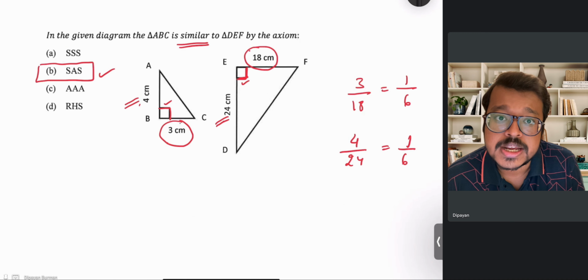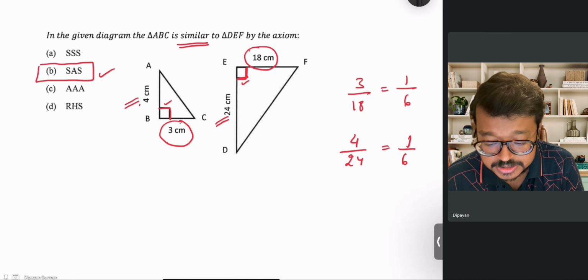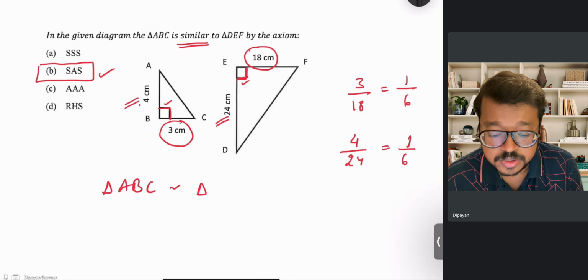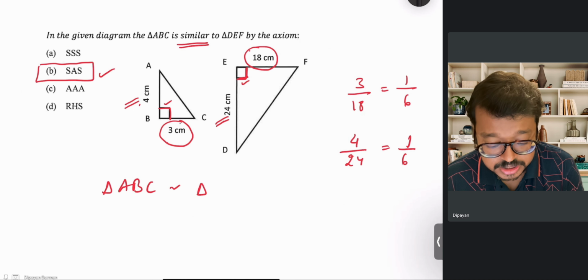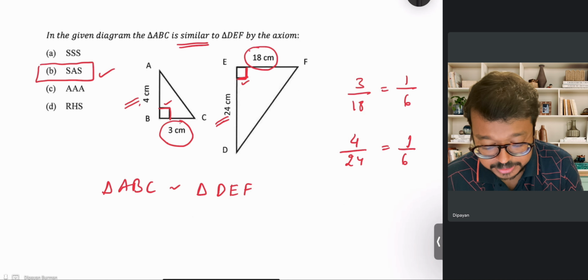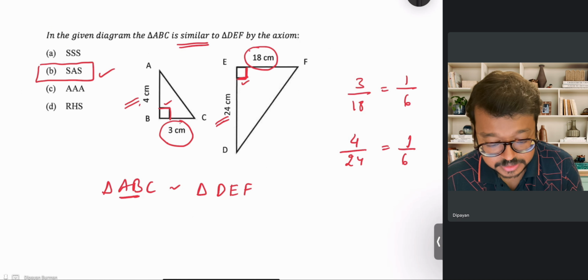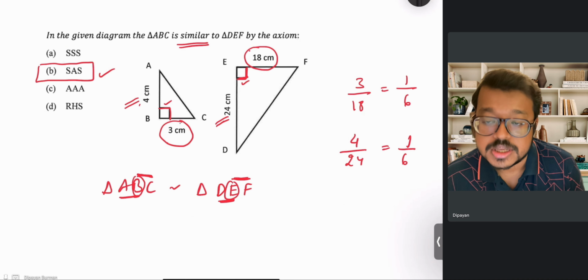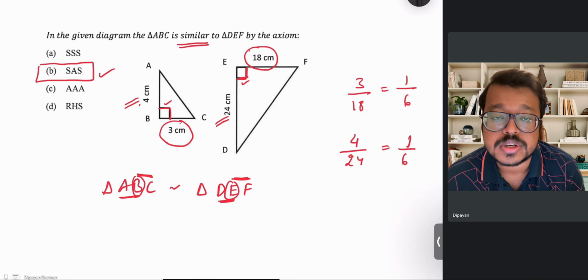And if I wanted to write the triangles which are similar, I will say that triangle ABC is similar to triangle. So AB has a corresponding side with DE. So I will say DEF. And if I look at it, AB is corresponding to DE, then BC is corresponding to EF, and angle B is equal to angle E. Okay, so by SAS axiom, these two triangles are similar.